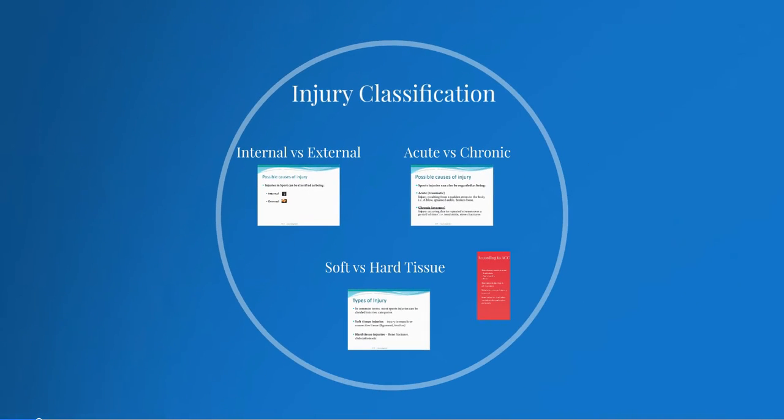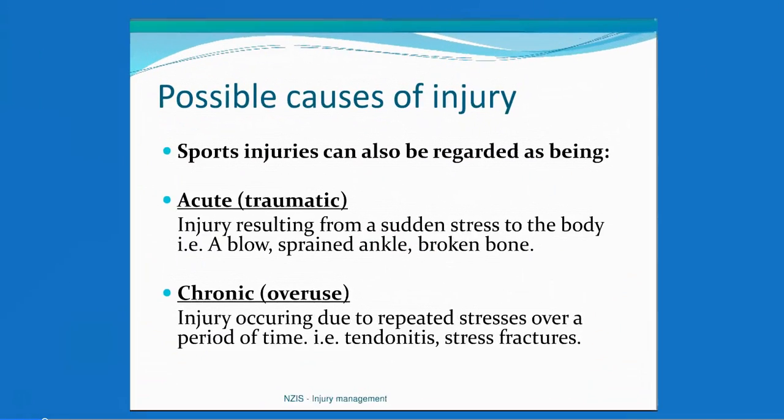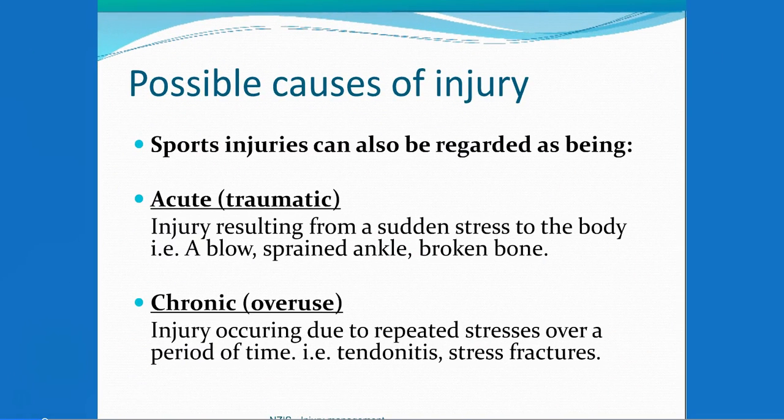Second way that we can classify an injury is acute versus chronic. So acute versus chronic type injury. Acute is a traumatic injury that occurs in one instance. So a sprained ankle where you step in a hole or stand on someone's foot is an acute injury. It happened in one instance of traumatic incidents. Sudden stress to the body, a blow, a sprained ankle, a broken bone from impact, that kind of thing.